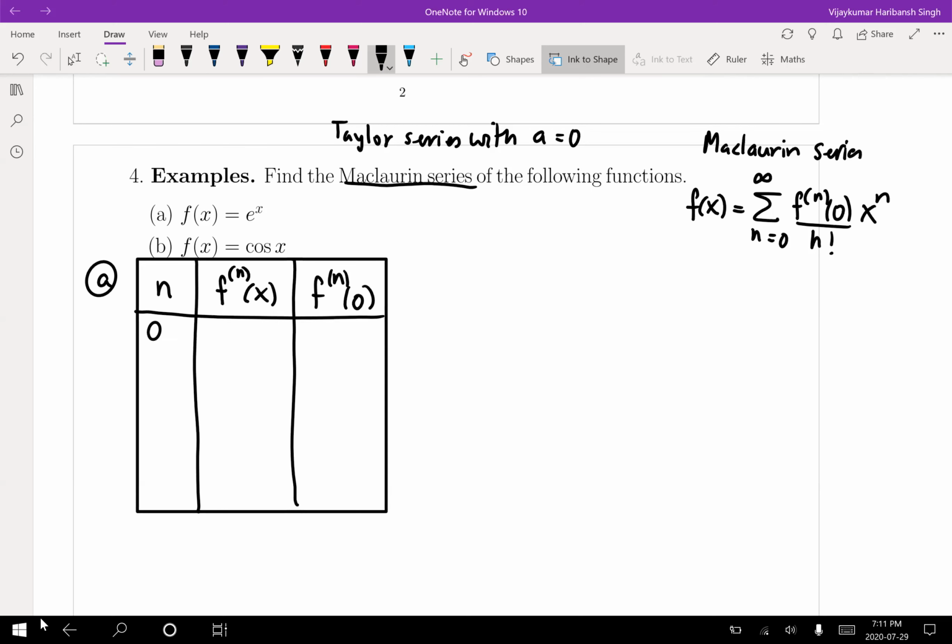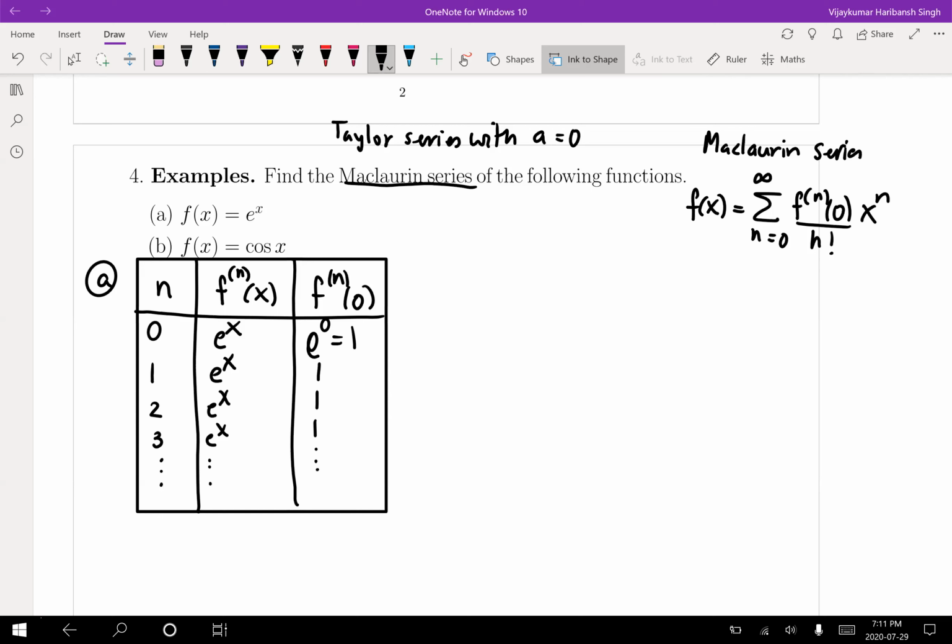When n is 0, what is your zeroth derivative? The zeroth derivative of a function means the function itself, it is e to the x. And what is the value when you put 0? You get e to the power 0, which is 1. Similarly, take the first derivative, again it's e to the x. Second derivative, again it's e to the x. Third derivative, again it's e to the x. And what is f^(n)(0)? When you put 0, you get again e to the 0, which is 1, 1, 1, and so on. So this is what we are going to get.